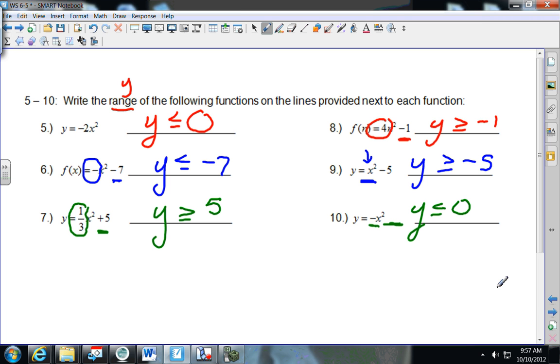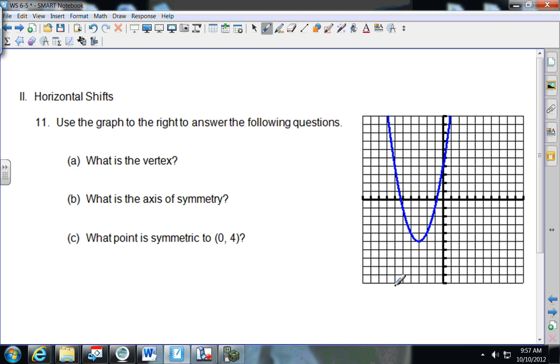Okay, so now going on to number 11. It says, use the graph at the right to answer the following questions. What is the vertex? The vertex, in this case, is it going to be a minimum or a maximum? Maximum means it's at the top. Minimum means it's at the bottom. It's going to be a minimum. So it's down here. And what is that ordered pair? 1, 2, 3, -3, and down -5.